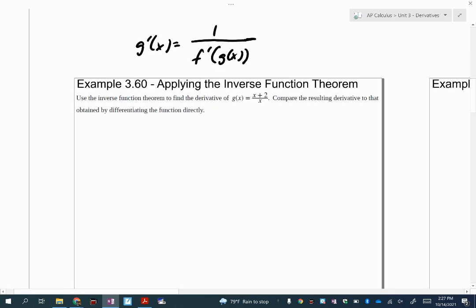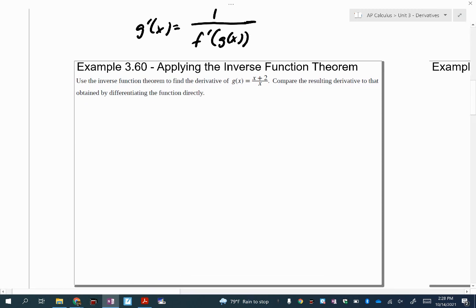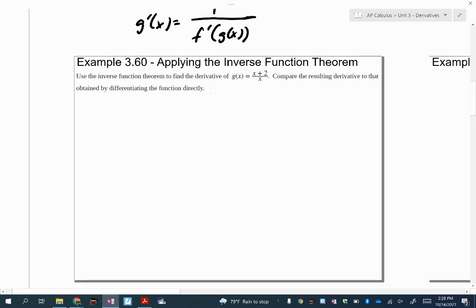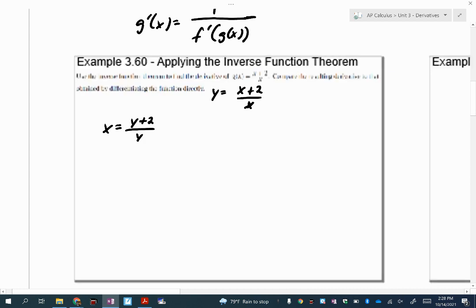All right, so the first thing I'm going to do is find the inverse of this g of x function. If you remember from your days in algebra, the first step is to replace the g of x with y. Then my x's and y's are going to switch places. So x equals y plus 2 over y. Now we're going to solve for y.